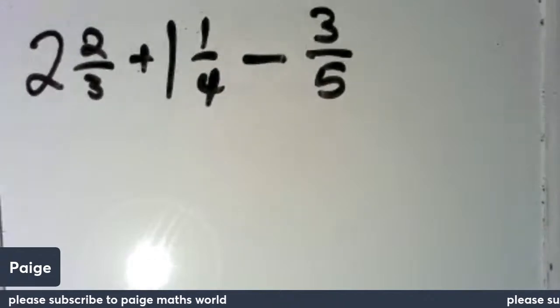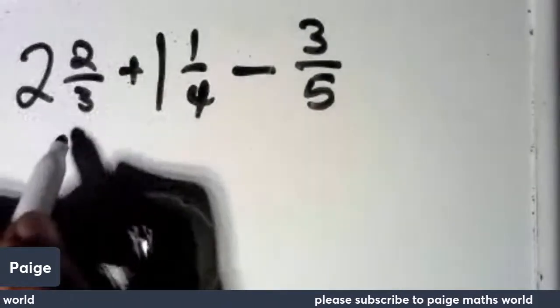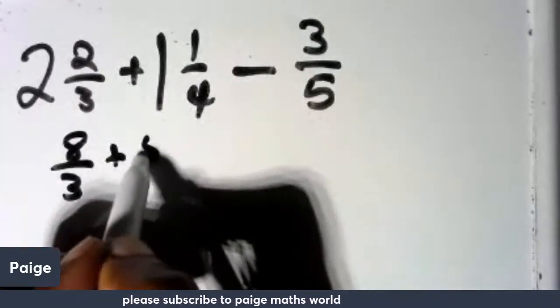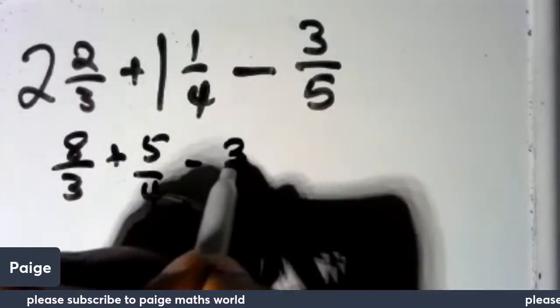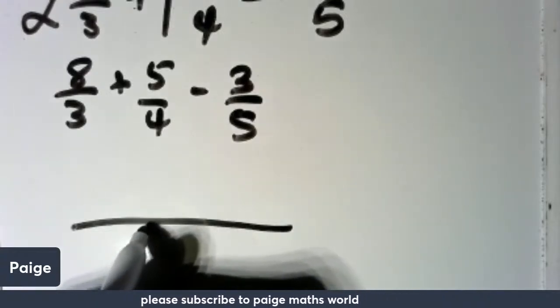All right, so let us get on with this. 3 times 2 is 6 plus 2, that's 8 over 3. 4 times 1 is 4 plus 1, 5 over 4, minus 3 over 5. LCM, what did you guys get for the LCM? 60.